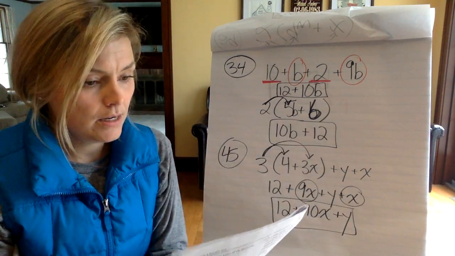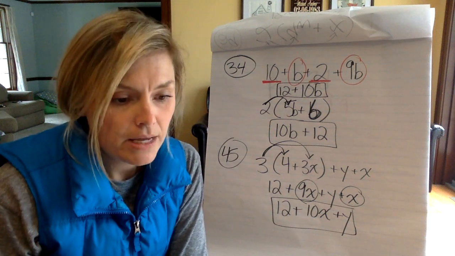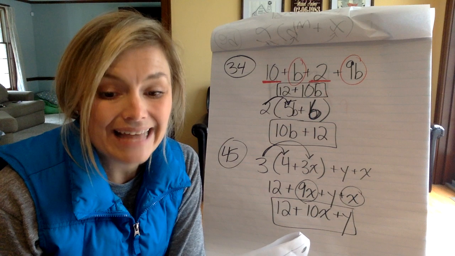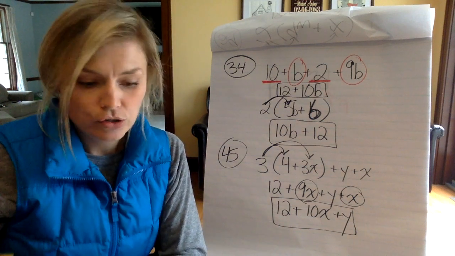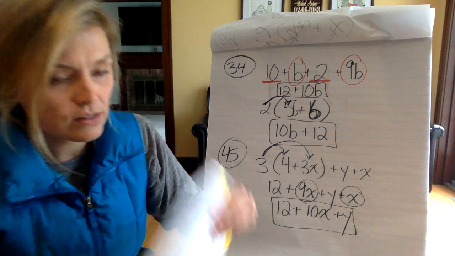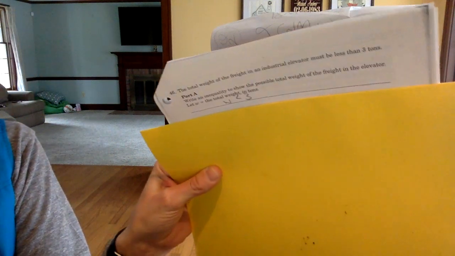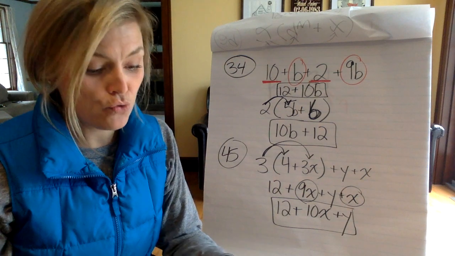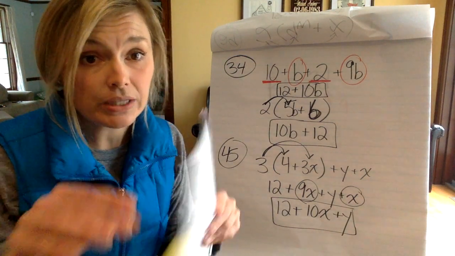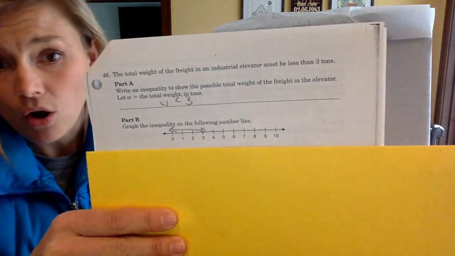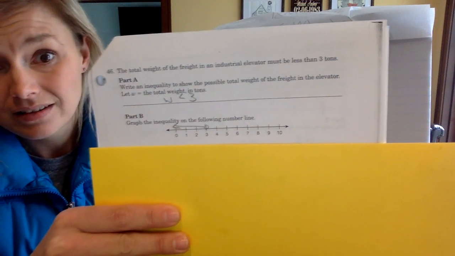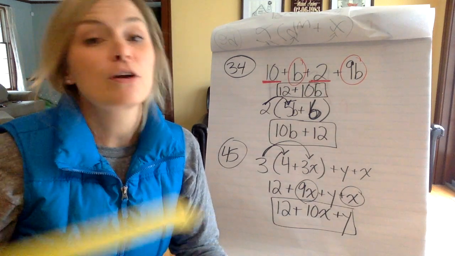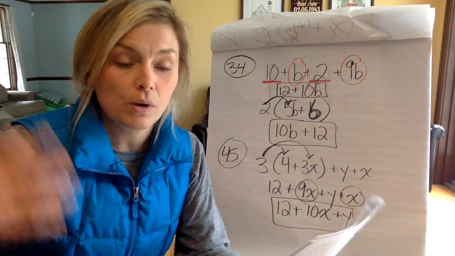In number 46, a 3-part question, it says that the total weight of an elevator must be less than 3 tons. So again, if I'm using W as the weight, I would have W is less than 3. If I were to graph that, I would have an open circle at 3 and my arrow going off to the left. That's where the numbers that are less than 3 are. And then 3 different possibilities or solutions for what it could be.